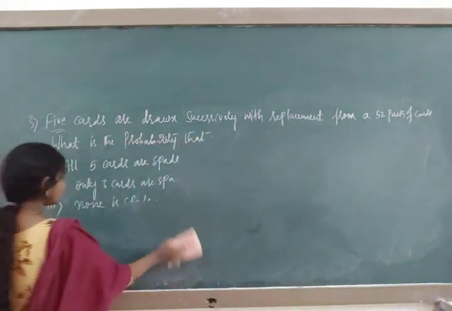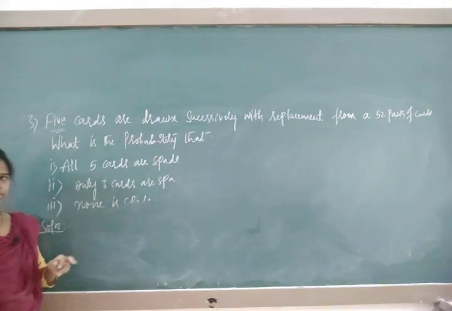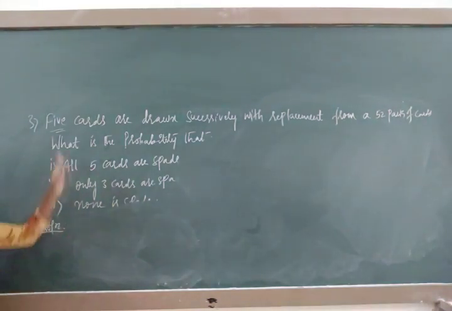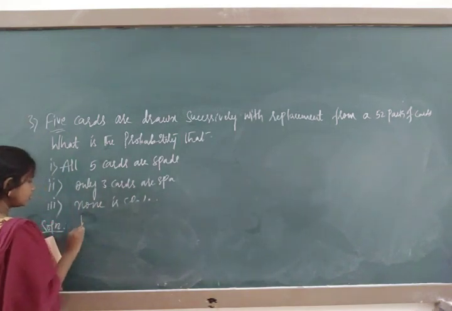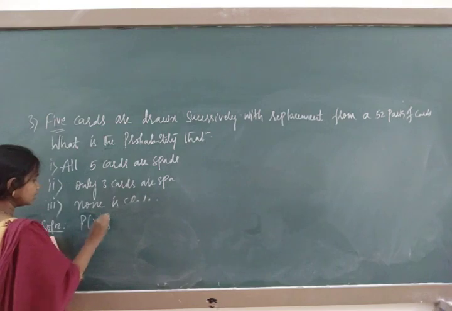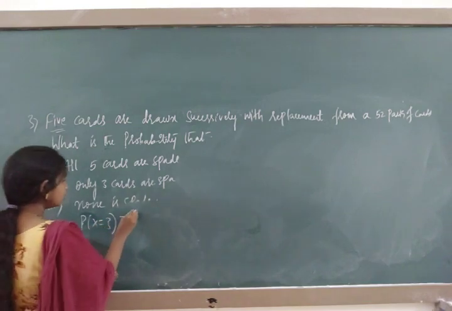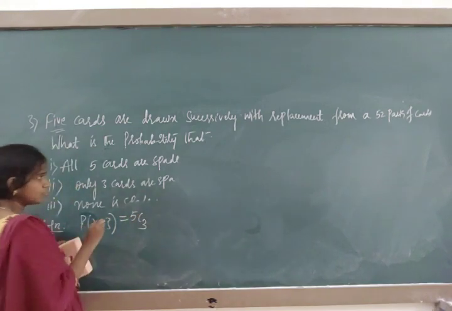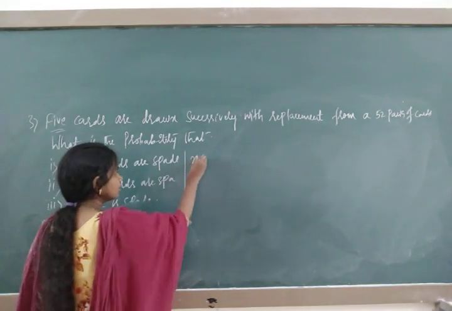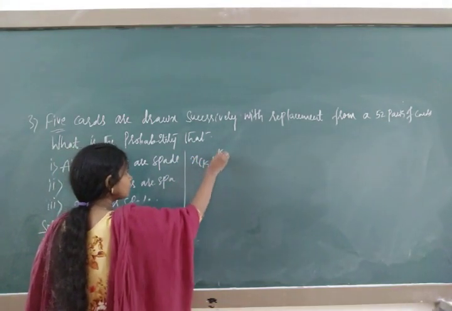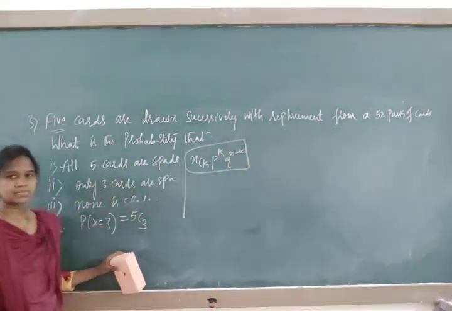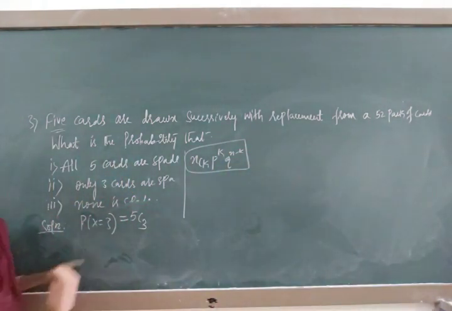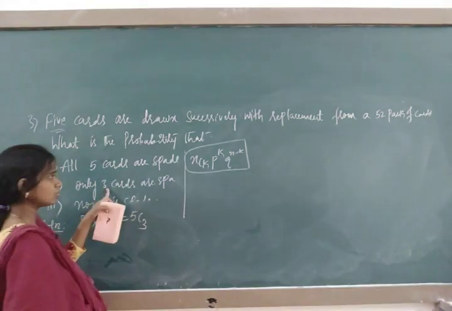Next, the second bit. What is the second bit? Only 3 cards are spade. It means n value will be 5 and k value will be 3. P of x is equal to 3. In the formula, 5C3, if you want, I will write the formula here: nCk p to the power of k, q to the power of n minus k. In this only I am substituting. n value is 5, k value is 3, because 3.